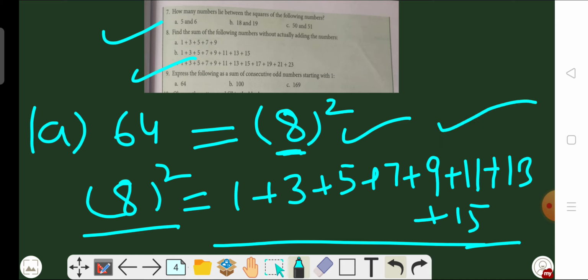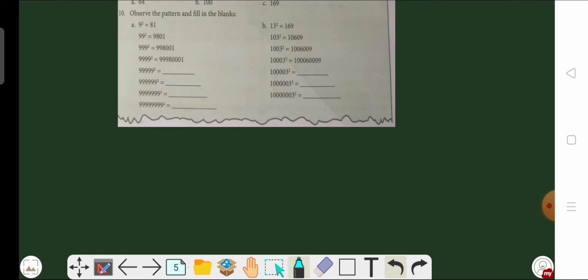In the same manner, you have to do B part. In B part, you have to write the sum of the first 10 odd natural numbers, and in C part, you have to write the sum of the first 13 odd natural numbers. Okay. Now we will move on to the next question.